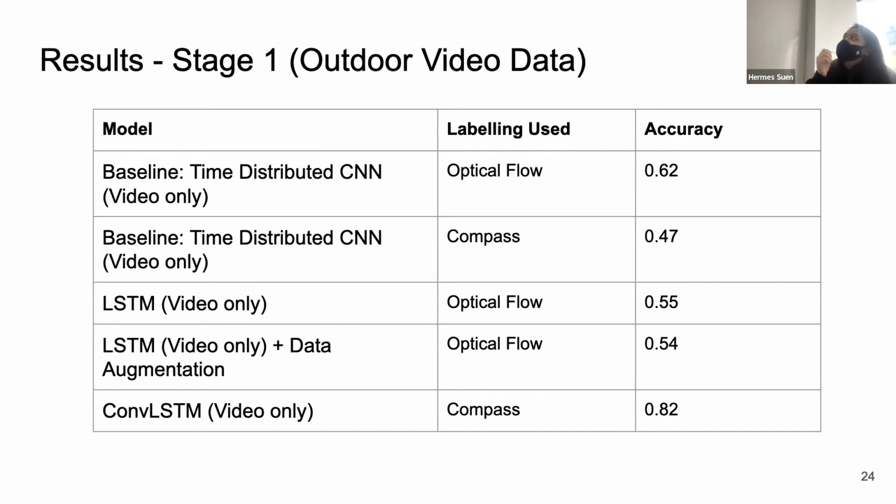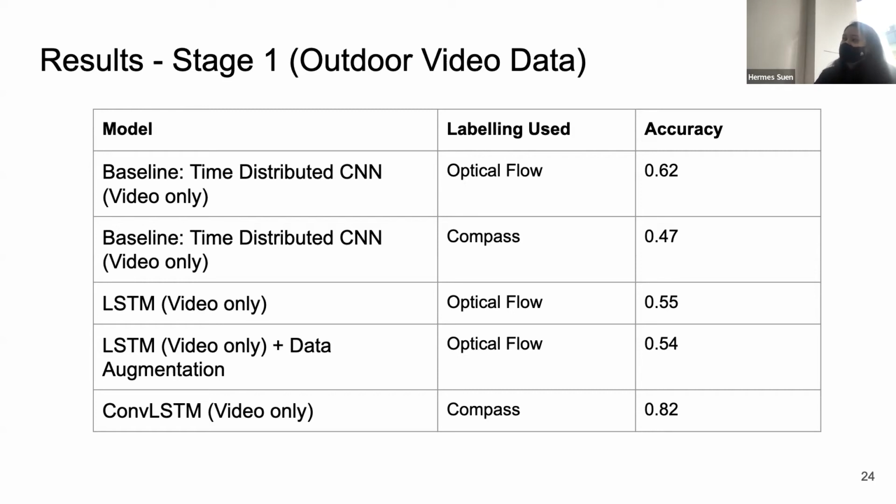We have two kinds of data, outdoor data and indoor data. The results that I'm showing right now are for the outdoor video data. The baseline models did not have a very high accuracy. For the optical flow labeling method, the accuracy was about 0.62, and for compass it was 0.47. Then we tried out a simple LSTM model using the optical flow labeling method, and we got an accuracy of about 0.55 with that.